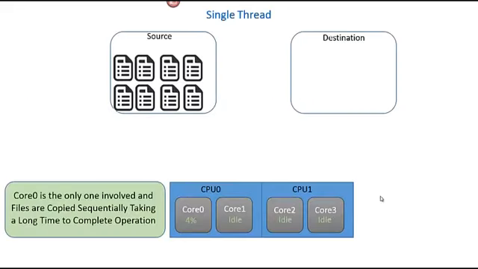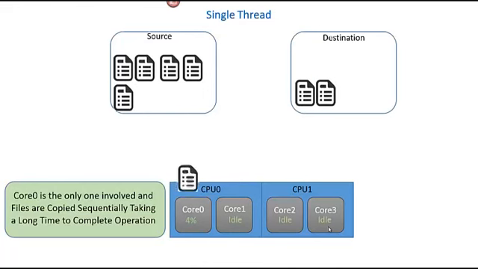In this example, or in this slide, we've got a computer, or a server, with two CPUs, dual core each, so that's a total of 4 cores, and we're going to copy files from the source to the destination. But in this example, we're going to be single-threaded. In a single-threaded copying job, files basically go sequentially, one at a time, using core 0, where core 1, 2, and 3 are going to be sitting idle.